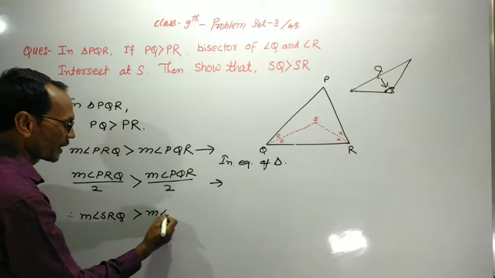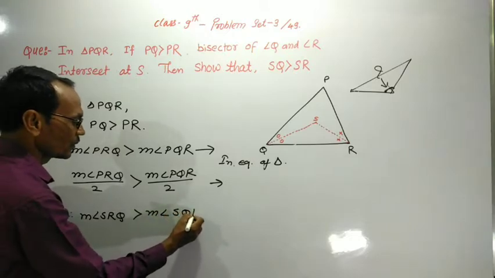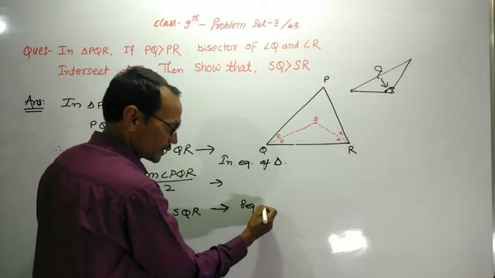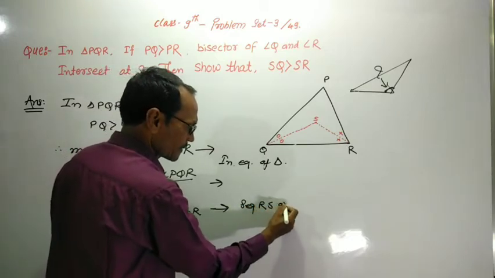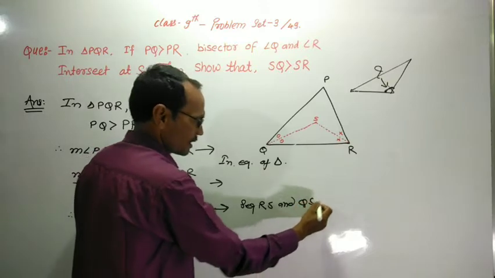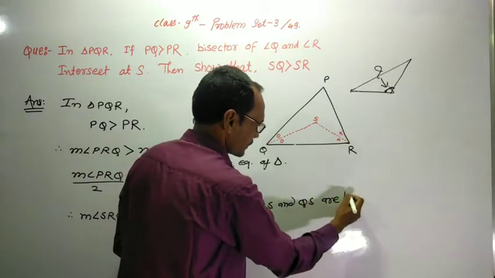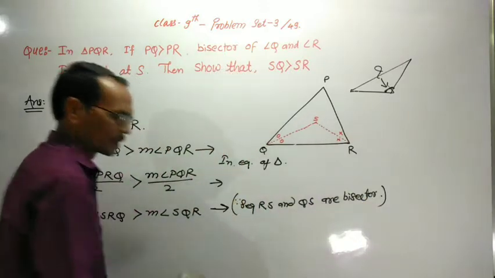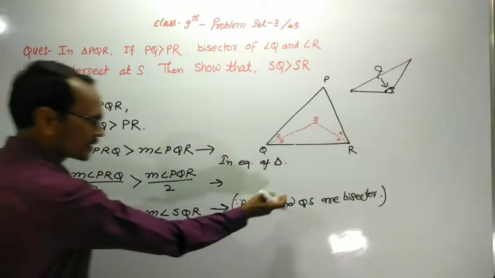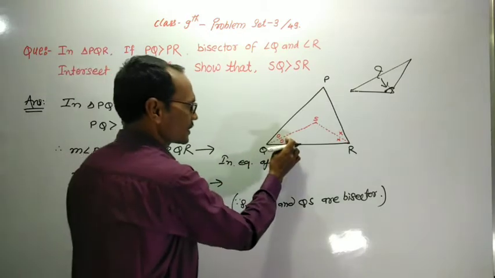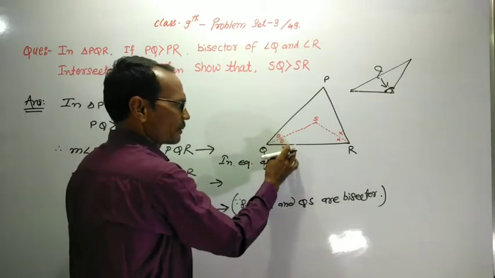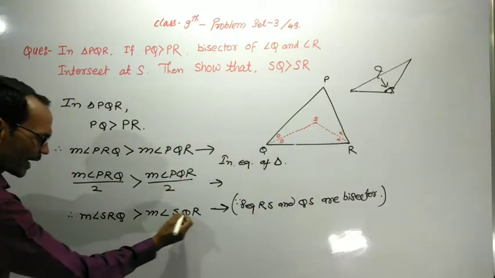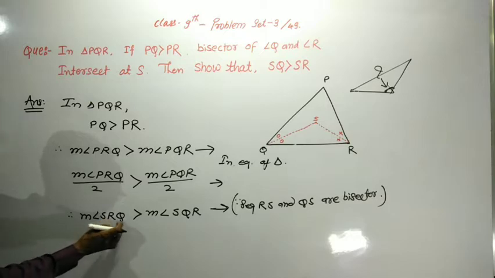Measure of angle SQR. Why is this? Segments RS and QS are bisectors. This is given. These are two angles equal. Therefore, half of greater equals one of the smaller. Now, these are two angles. What is the inequality? SRQ is greater.